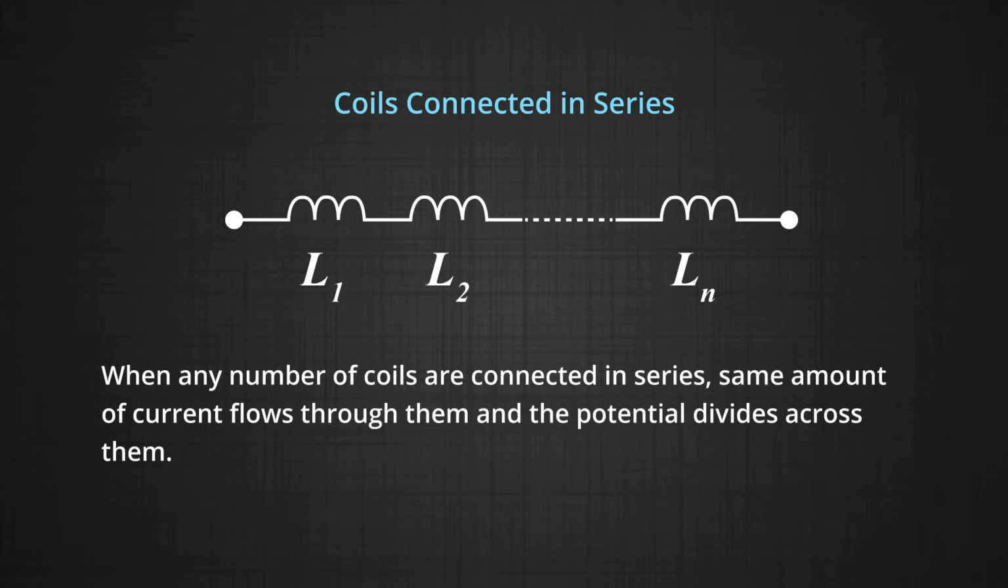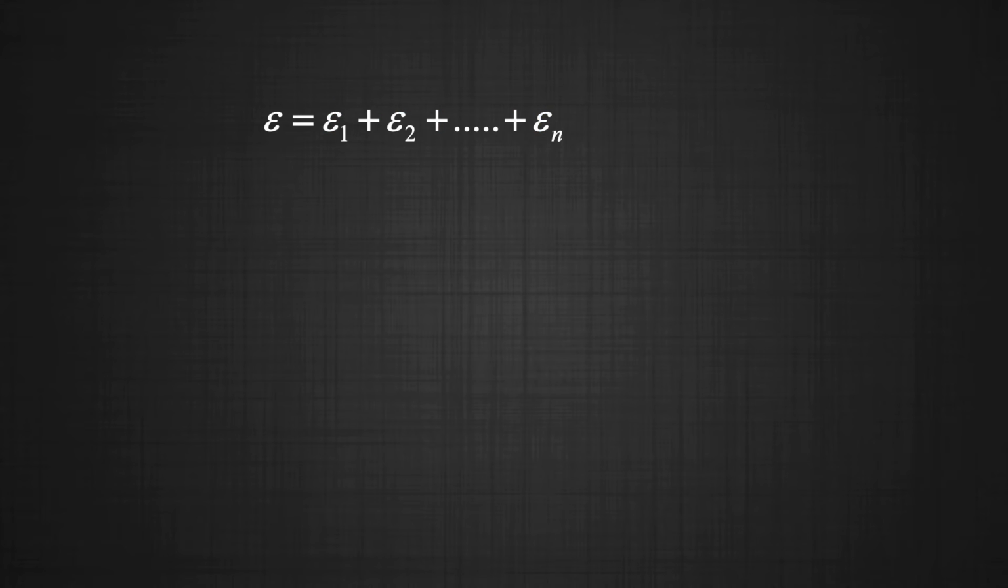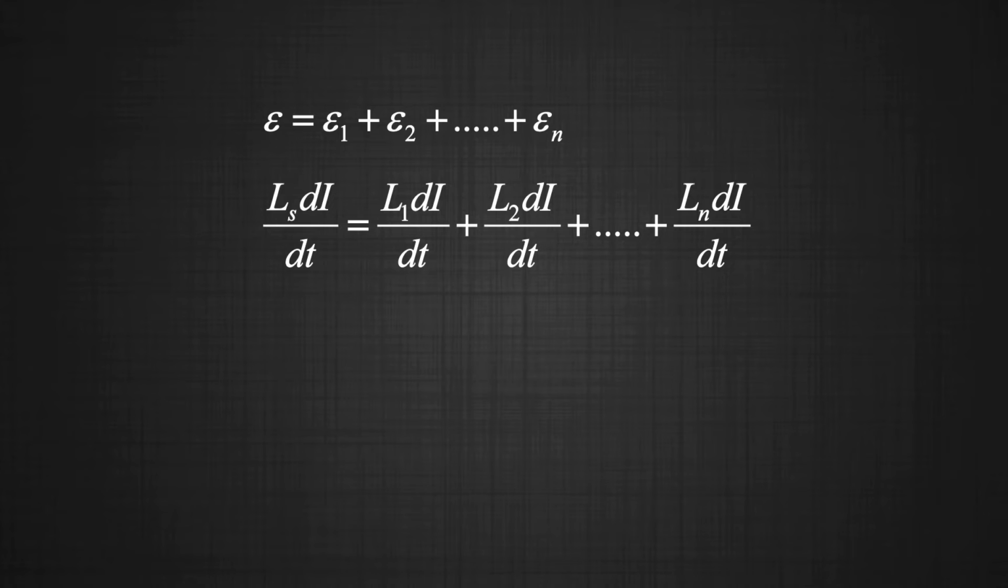Let us see how. You can see these coils are connected in series. When any number of coils are connected in series, the same amount of current flows through them and the potential divides across them. Mathematically, E is equal to E1 plus E2 plus E3 and so on till En, which will be equal to Ls, which is the inductance of the whole series, Ls into di by dt will be equal to L1 di by dt plus L2 di by dt and so on till Ln di by dt.